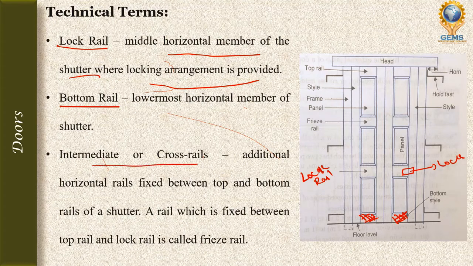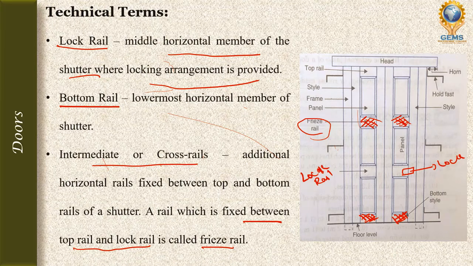Next are intermediate or cross rails. Where do they come? They come between the lock rail and the top rail. So this is called intermediate or cross rails, or we will call them freeze rails. So these are additional horizontal rails fixed between the top and bottom rails of a shutter. A rail which is fixed between the top rail and the lock rail is called a freeze rail.